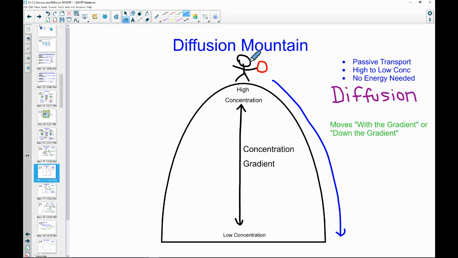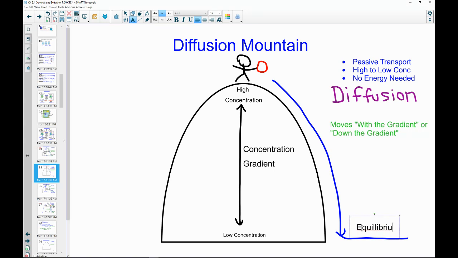The molecules will simply move. They will simply fall from a high concentration to a low concentration. That is driven by that difference in concentration. And eventually, they're going to get to where we reach equal concentrations. Do you guys remember the term for that? Isotonic. And we call this the land of equilibrium.